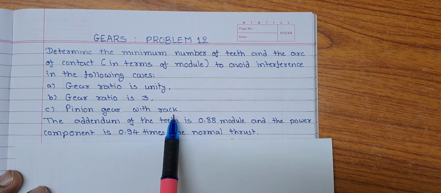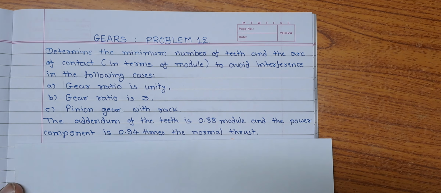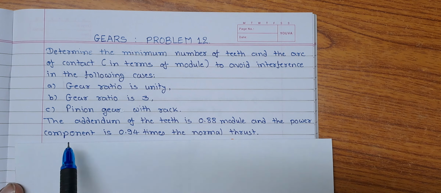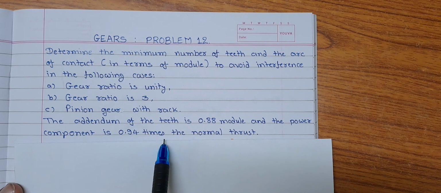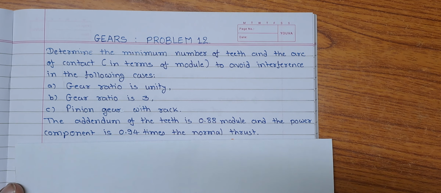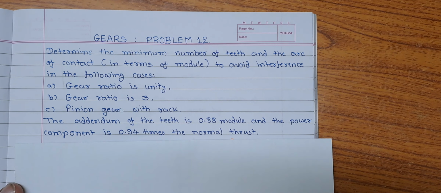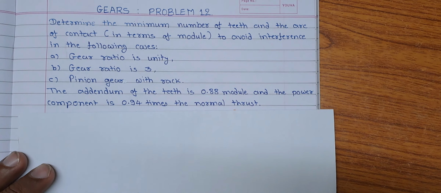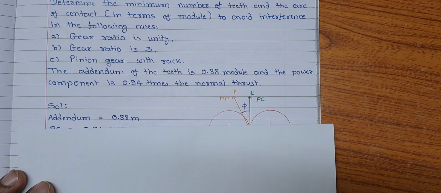pinion gear with rack. The addendum of the teeth is 0.88 module and the power component is 0.94 times the normal thrust. Friends, let us note down the given information and prepare the diagram.